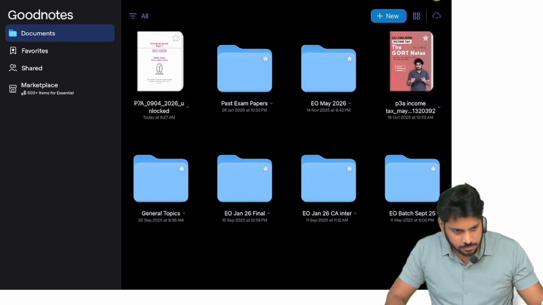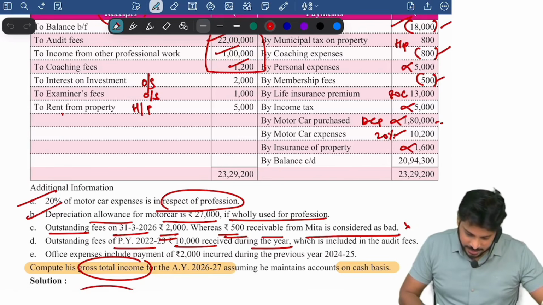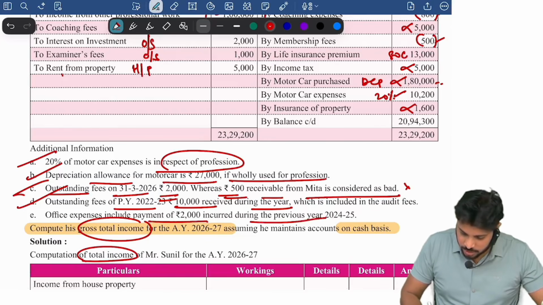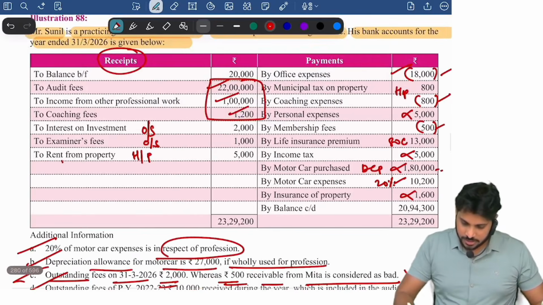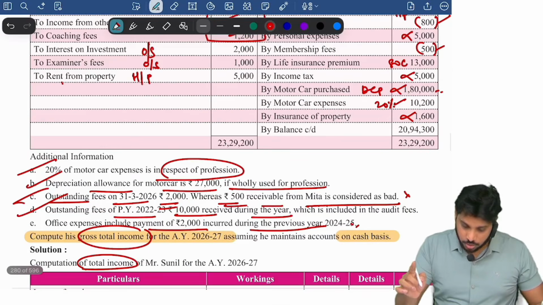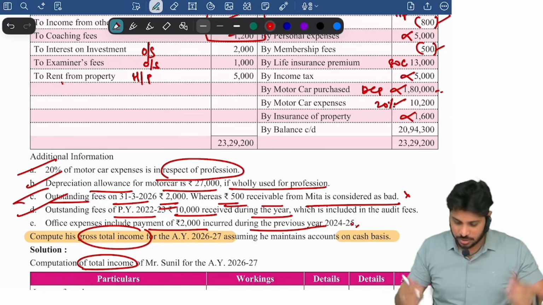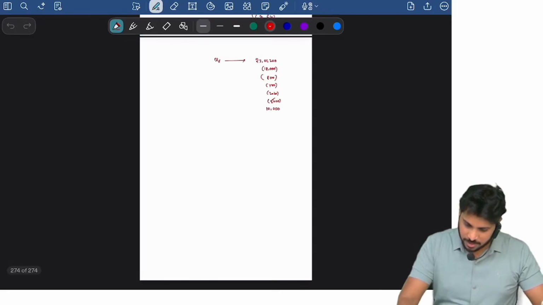Just a minute. Correct? I will treat it as current year income. Office expense includes a payment of 2,000 incurred during the year 24-25. The expenditure of 2,000 is there, but it is paid this year. Which year doesn't matter, it is paid this year, so therefore it is a deduction. Correct? That's it. PGBP income is over.